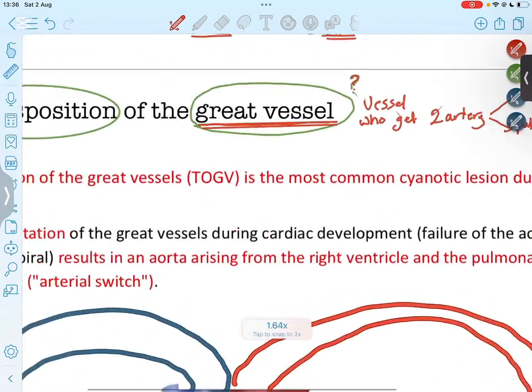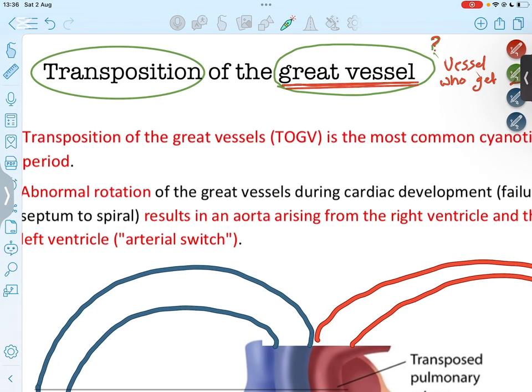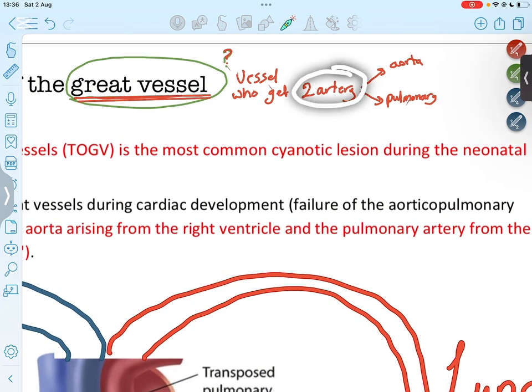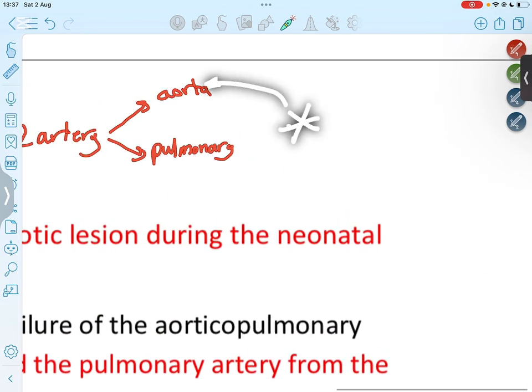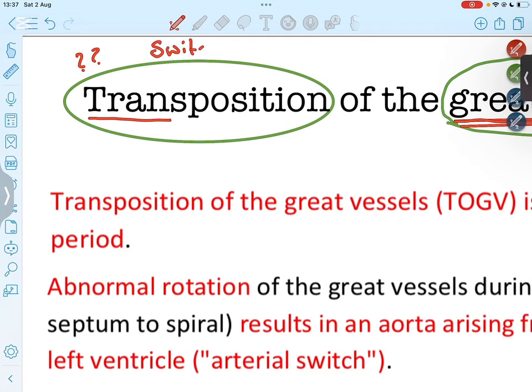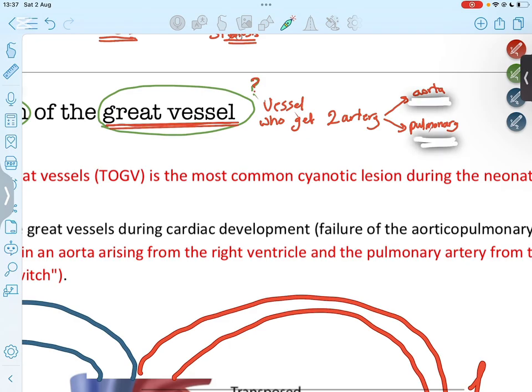So, even without knowing anything from this lecture, if someone asks you about the transposition of the great vessels, you should think first, what are the great vessels? They're the vessels that get out from the heart, and we have two arteries, aorta and pulmonary. So you will know that there is something wrong with the aorta and pulmonary artery. What is transposition? Transposition is switching places. So if someone asks you what is transposition of the great vessels, you should know there is a switch in place between the aorta and the pulmonary artery.